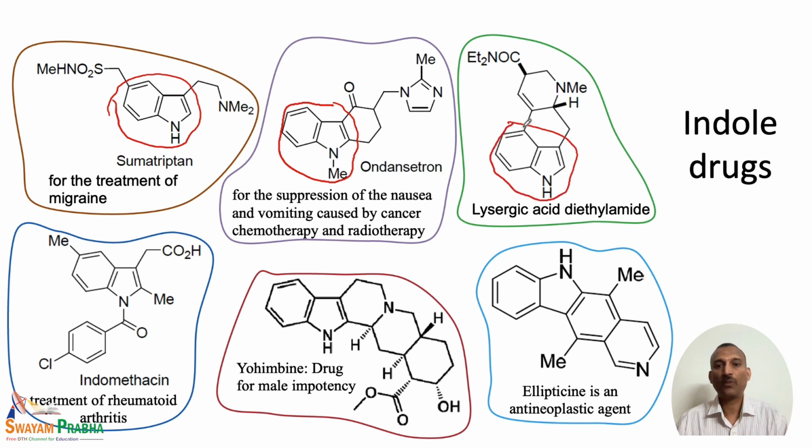So these are some of the examples of the drugs where the indole moiety is present, and ellipticine, yohimbine, indomethacin are some other drugs where the indole moiety is present as a crucial unit. So here we see this indole moiety. This is a substituted indole moiety, and yohimbine has the indole moiety at one of the terminal sites.